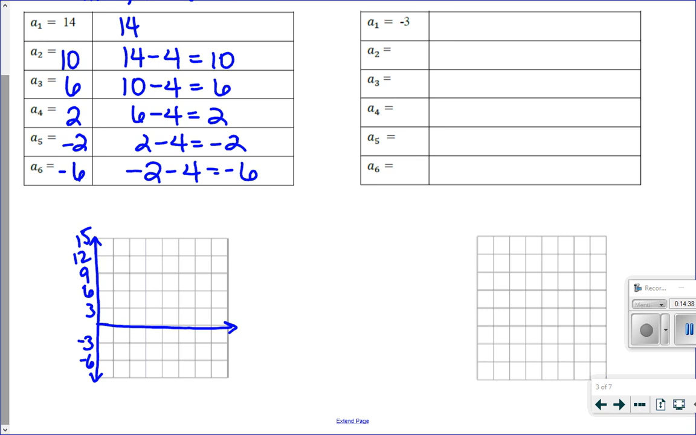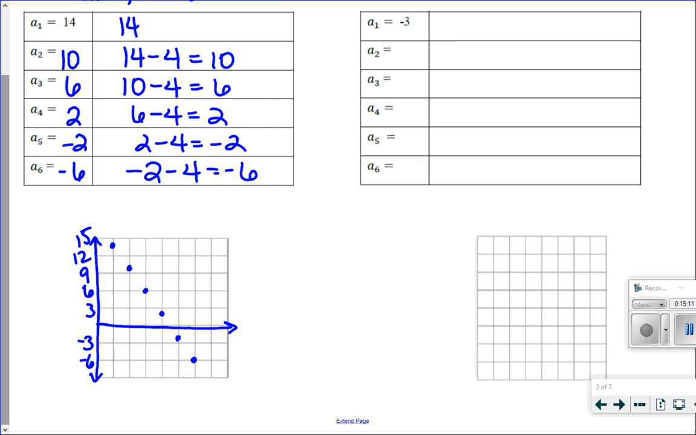Negative 6. Okay, so the first term in this sequence was 14, so be about right there. Okay, second term was a 10, be about right there. The third term was right at 6. There's that. Fourth term was at 2. Fifth term was at a -2. And the sixth term was right at -6. Okay, and that would be our graph for that sequence. So that's really the main idea.